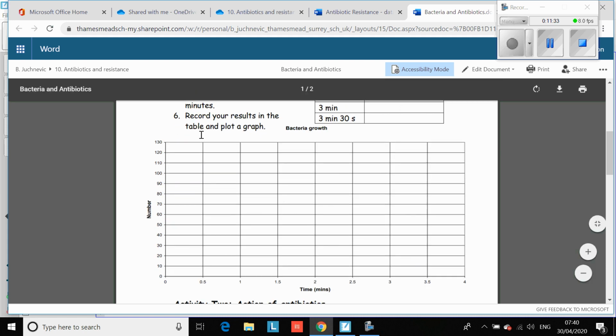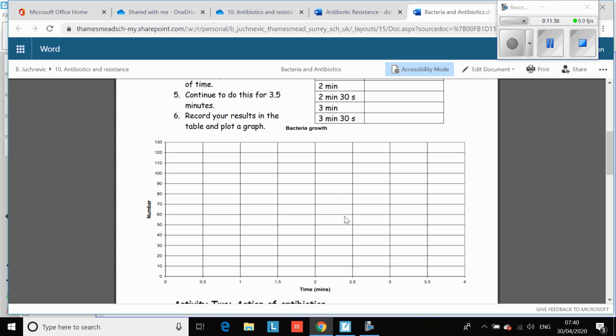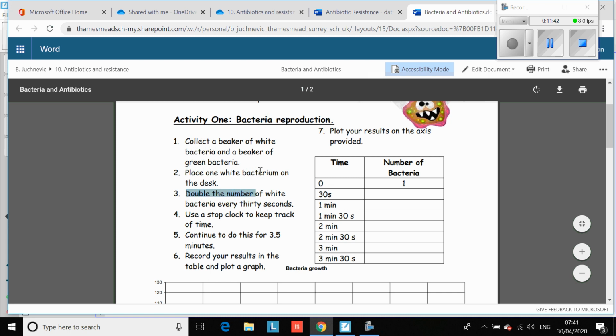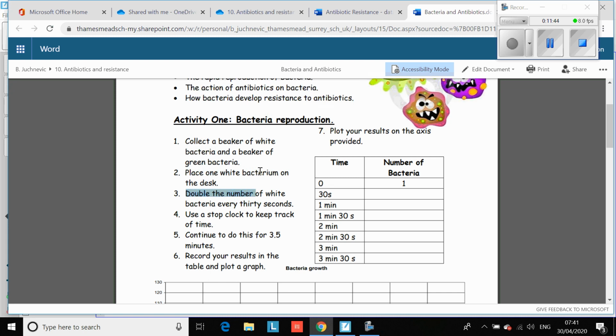Now, if you can't print this off, you can just copy it in, draw it straight into your book. That's fine. So this first task, all you need to do is cut up or even just tear up some pieces of paper, colour some in green like that. Now, we're just going to start with the white bacteria, just being really clear about that.